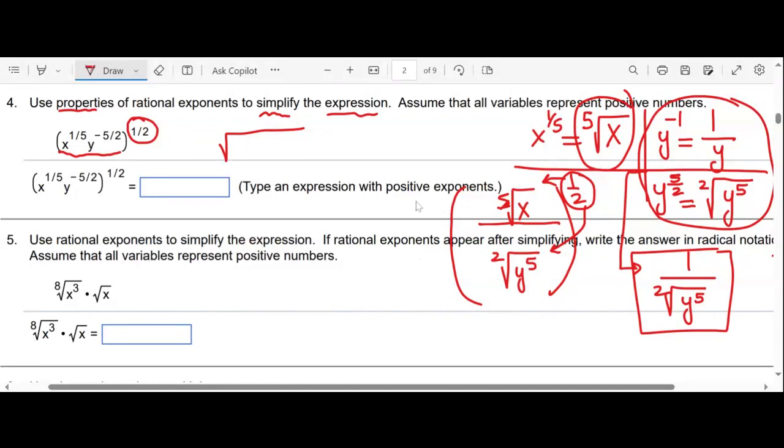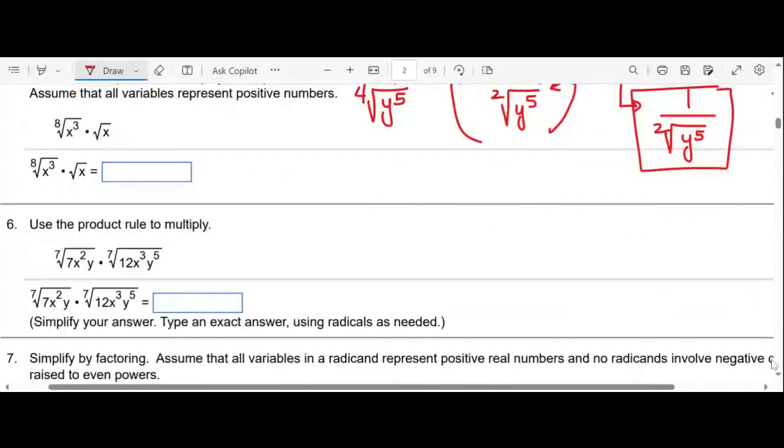So if you distribute this 2 times, what are you going to get? This is half, right? And this is 1 over 5. It's going to be what? 10. And this one? Fourth, right? Is this clear? So your final answer here: 10th root of x over the fourth root of y to the power of 5. Next question.